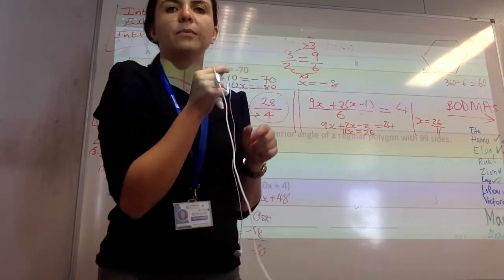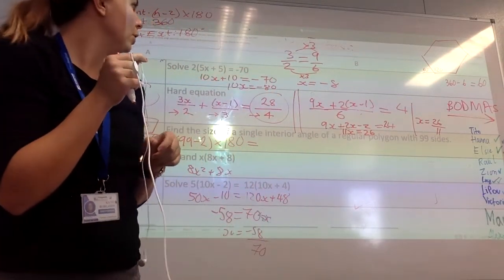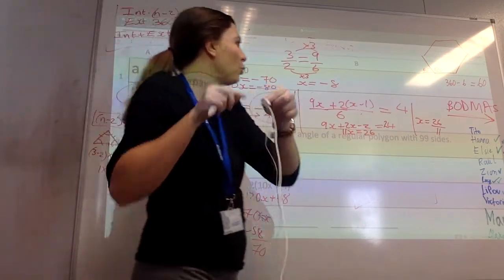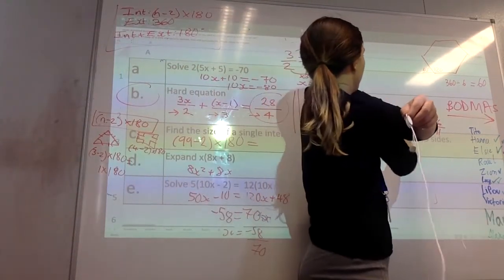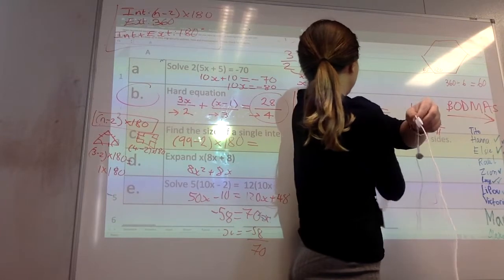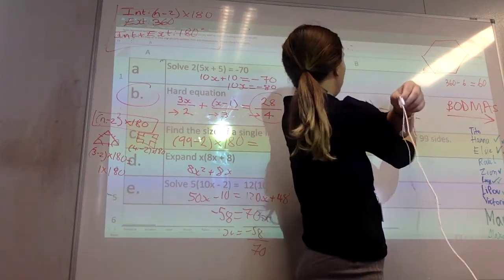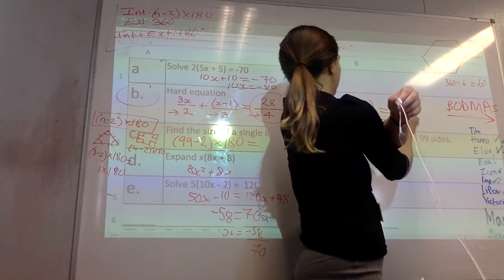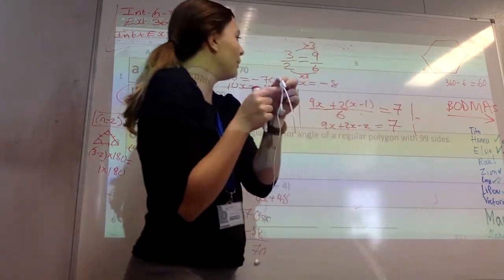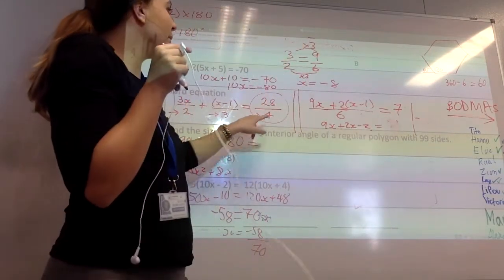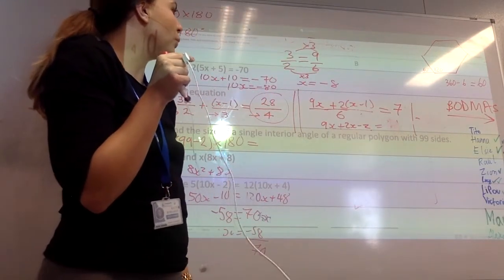Yes? How did you get the 4 there? Because 28, this is where I've gone wrong. Thank you. I thought the answer was supposed to be nice. Let's work out. 28 divided by 4 is 7. Would you agree with that? Okay, yes, we do 28 divided by 4 is 7. That's perhaps why you were confused.